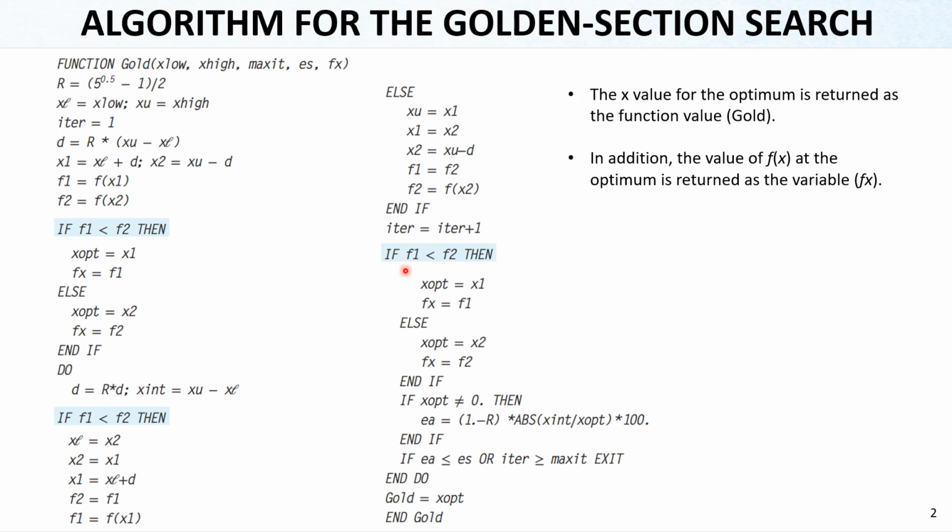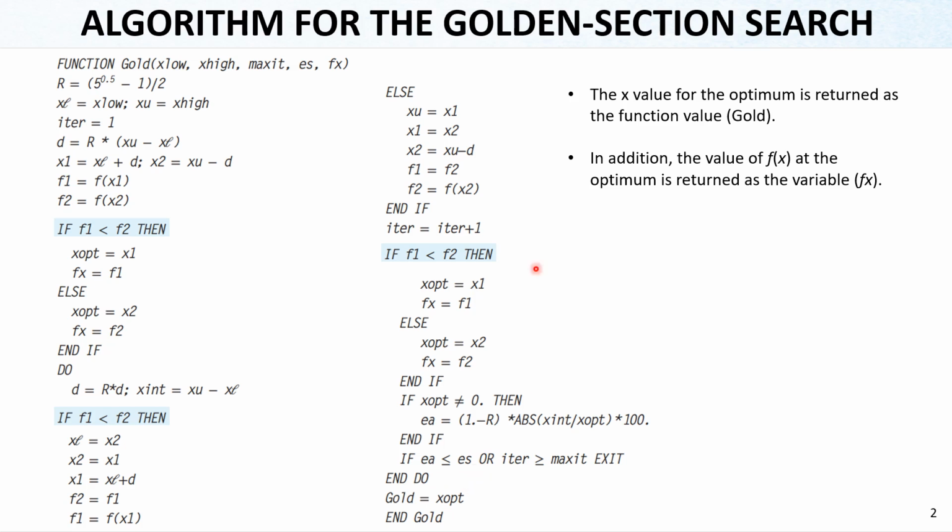And we continue. If f1 is smaller than f2, then again the optimized point is x1. Otherwise, it's x2. And if the optimized point is not 0, then we calculate the error value that we gave the result. In the previous slide, we showed this formulation. You can simply write it here. And if this approximation value is smaller than the predefined value, or the maximum iteration is reached, we stop here, and we obtain the optimum point.